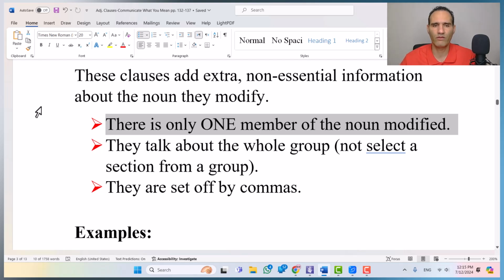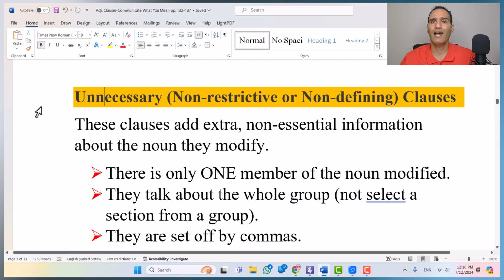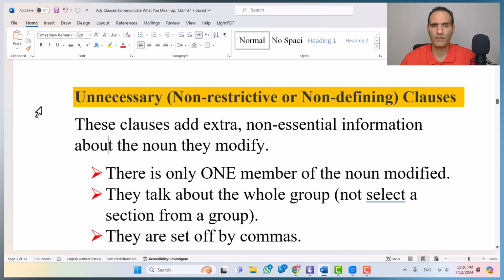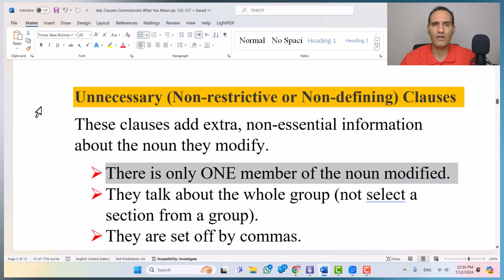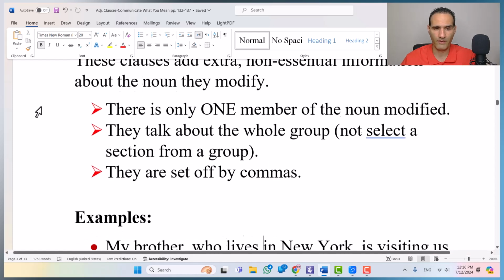In the examples, you will find it out. They talk about the whole group. So maybe it is just one member, or maybe we are talking about the whole group. We are not selecting a part from a whole. They do not select a section from a group, and they are set off by commas. Unnecessary adjective clauses have commas before and after if they are in the middle of the sentence. They are talking about only one, and it's a whole group, not a part of that.